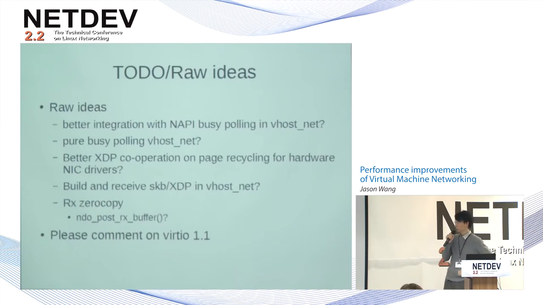So here are some raw ideas on how to improve. The first is maybe we can try to integrate with something like NAPI busy polling, or implement a pure busy polling model for virtio-net. And for XDP, we probably need better collaboration with the hardware NIC vendors, because each hardware NIC driver has its own optimizations for page recycling, so we need a better way to cooperate. The next thing worth doing is building and receiving SKBs or XDP buffers in virtio-net.